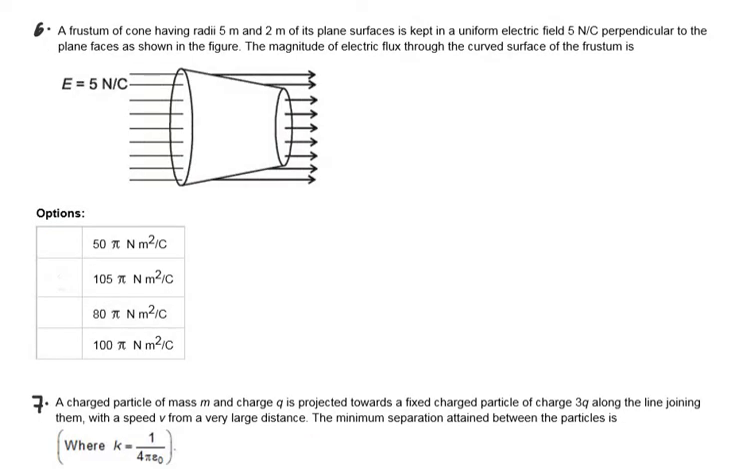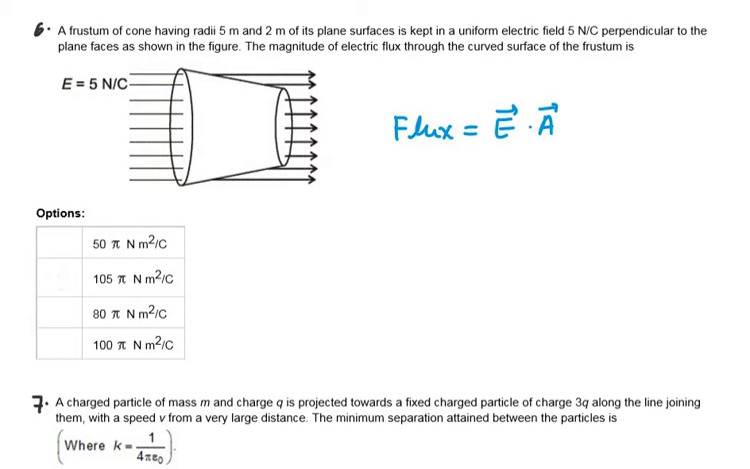Question number 6 says a frustum of cone having radii 5 meter and 2 meter of its plane surfaces is kept in a uniform electric field, that is 5 Newton over Coulomb, perpendicular to the plane faces. So you can see that plane faces are these and they are perpendicular to the plane faces. Now the magnitude of electric flux through the curved surface area of the frustum is. So now in this case we know that flux equals E vector dot A vector, that is the area covered. So net flux here is actually 0.